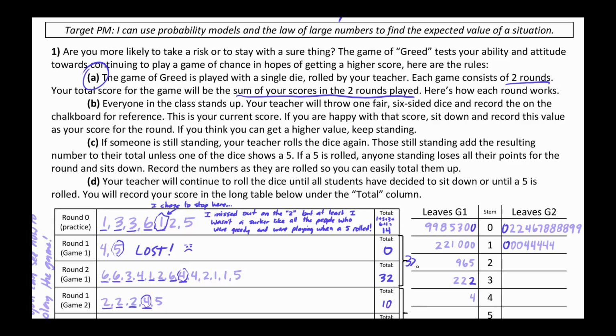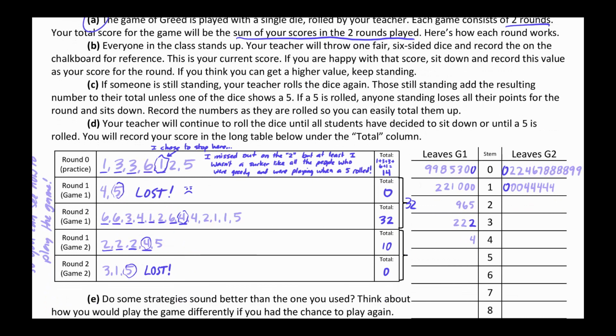If you add those up, you get 32, and I would place that in my stem and leaf plot, 3, 2. Notice the first game is over here on the left, and the second game is over here on the right, so this one has to be backwards, 32. The stem is in the middle. If I go to the second game, down here, usually people understand it a little better, so they're willing to take more risk, or play smarter and not take some risks. In this first one, you can see it's 2, 2, 2, 4. I chose to stay on the 4, which is good because the next roll would have been a 5 and I would have lost. So that adds up to a total of 10.